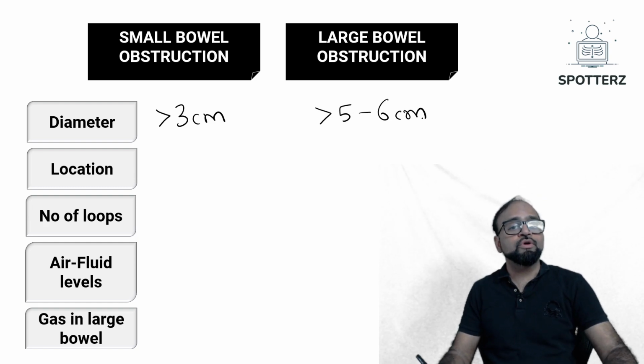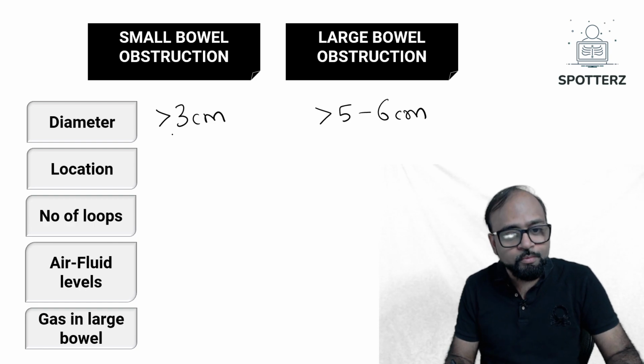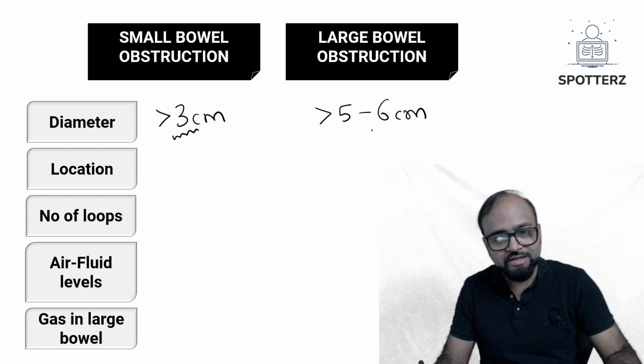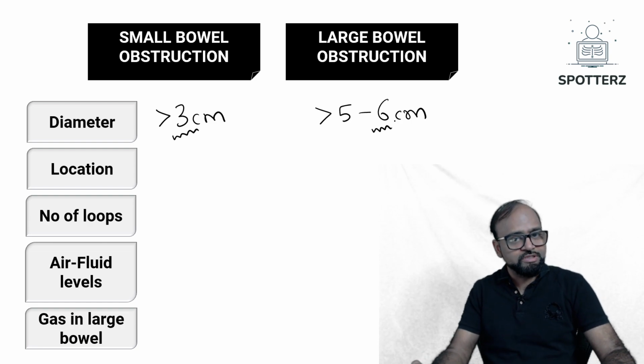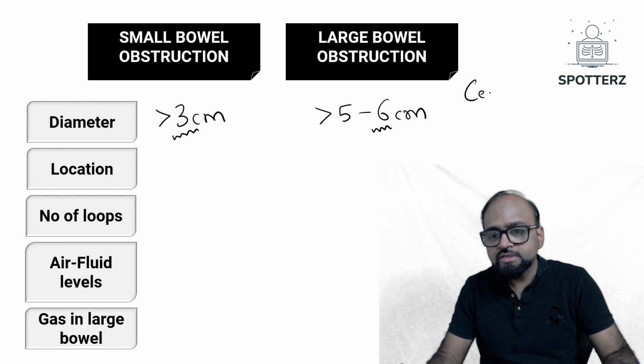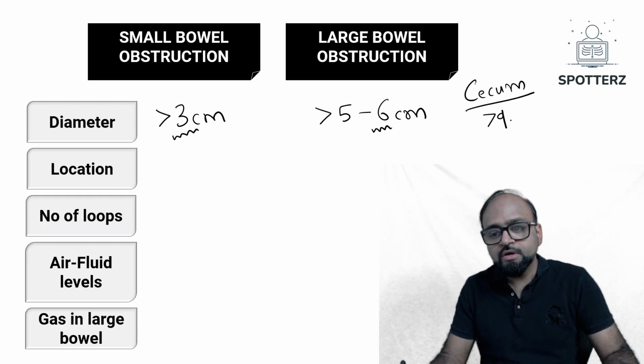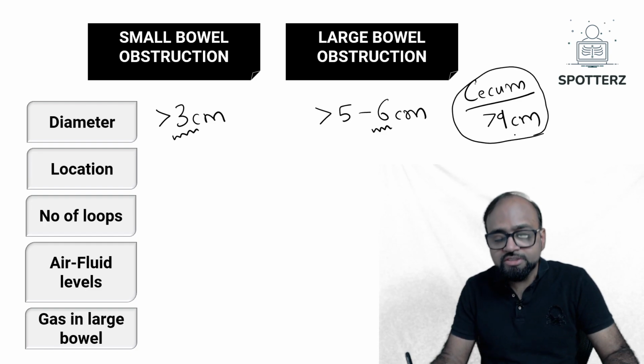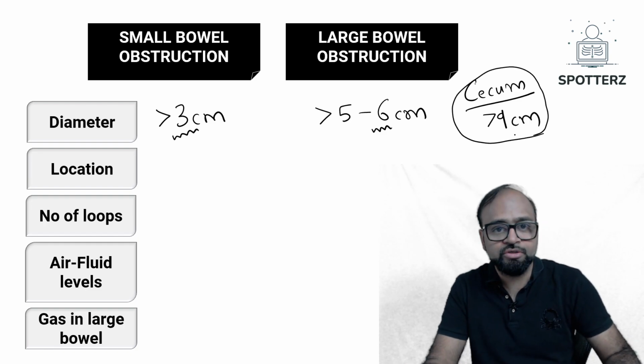So remember the rule of 3, 6 and 9. Small bowel loop is dilated when its diameter is more than 3 centimeters. Large bowel loop is dilated when its diameter is more than 6 centimeters, so 5 to 6 centimeters. And for the cecum to be dilated, its diameter has to be more than 9 centimeters, because physiologically the cecum may be dilated up to about 8 to 9 centimeters.